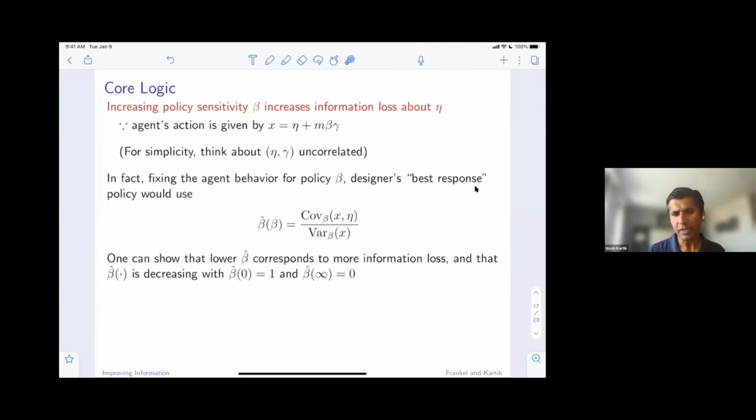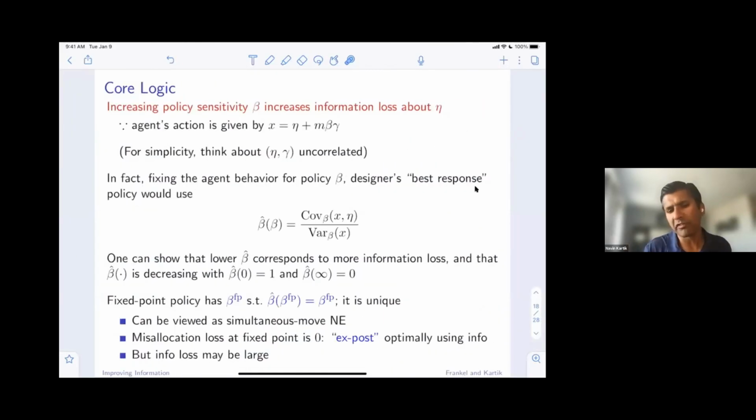Okay, and so this is just making a little bit more precise what I said earlier: using a higher sensitivity beta makes the agent manipulate the data more, and this actually makes the data less informative for the designer's purposes.